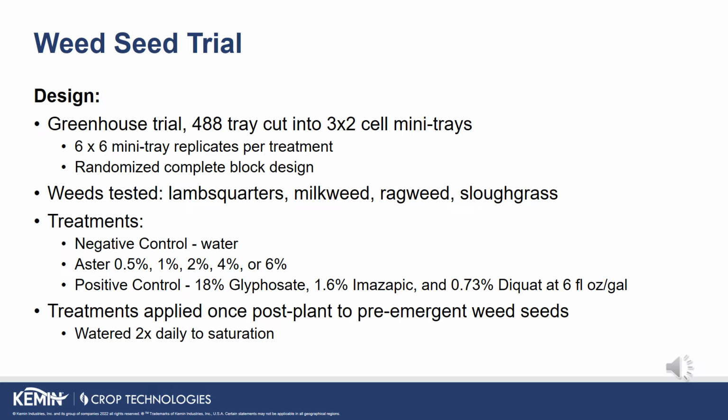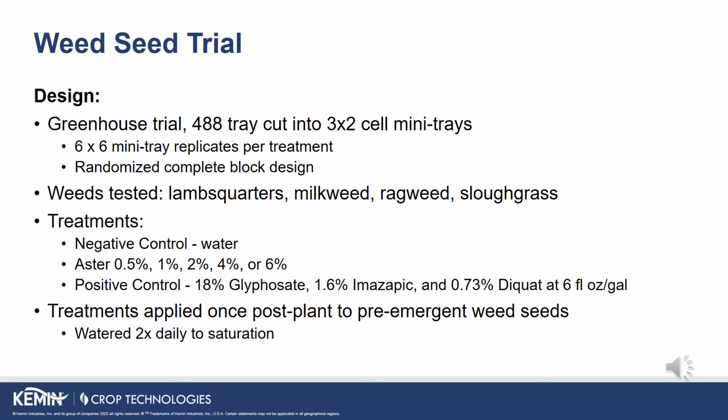We also conducted a weed seed trial in a greenhouse where we used a 488 tray that was cut into 3x2 mini cell trays. Six of these mini trays were used for each treatment, and it was set up in a completely randomized block design. We looked at lamb's quarters, milkweed, ragweed, and slough grass. These seeds were sowed and then treated either with water as a negative control or aster at either 0.5, 1, 2, 4, or 6%. We also used a positive control, which was a glyphosate, imazapic, and diquat blend applied at 6 fluid ounces per gallon.